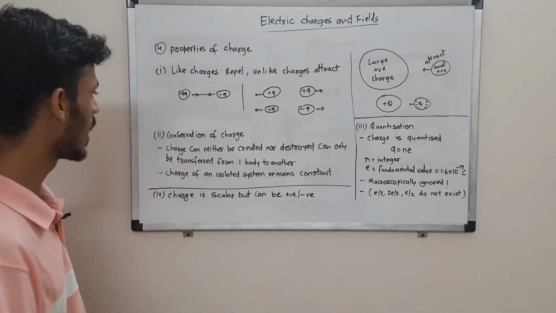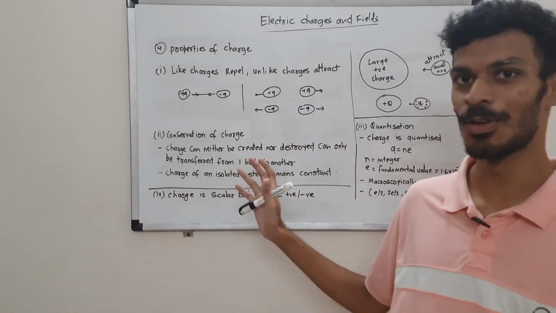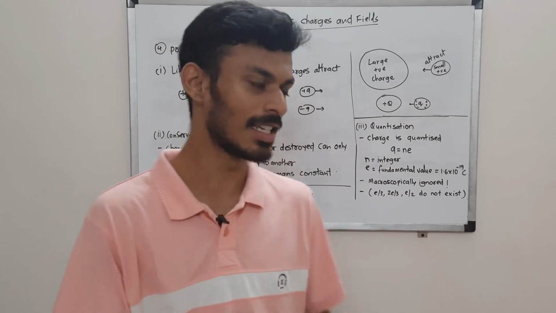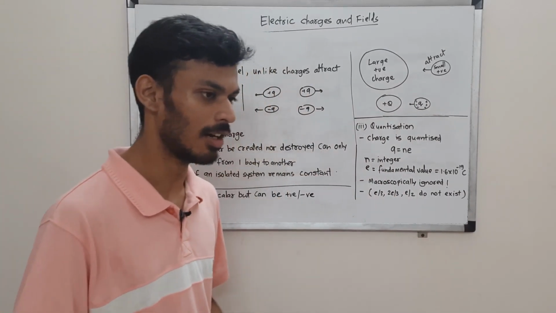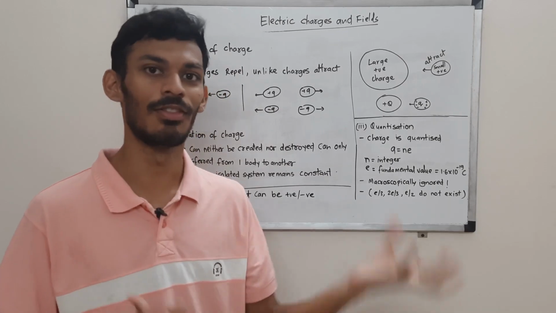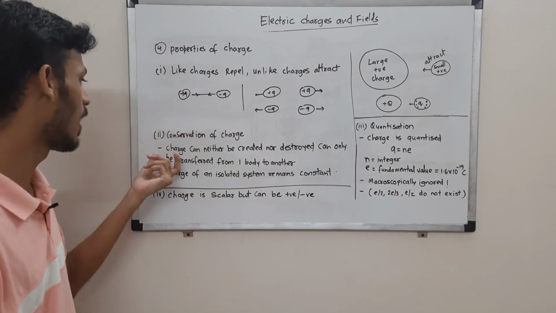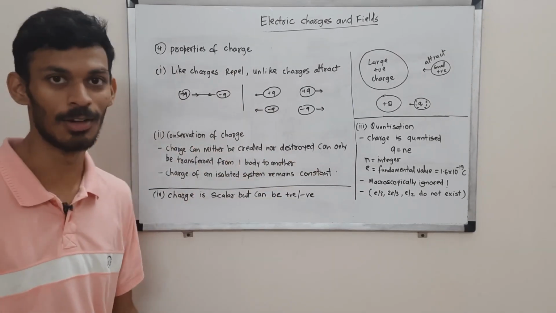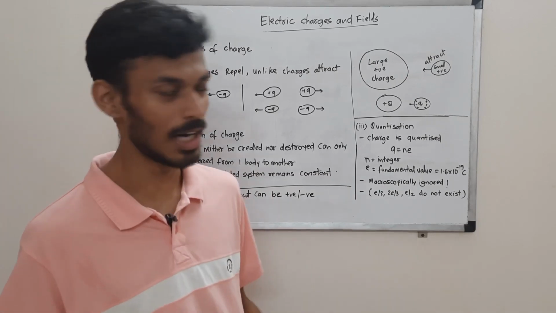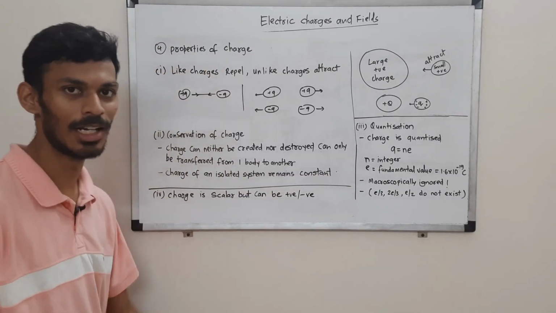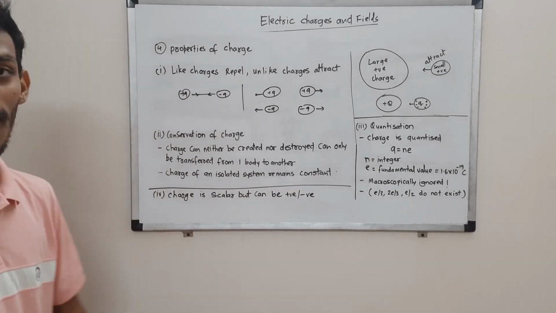Let's come to the second property, which is conservation of charge. This was always in the shadow all the while that we discussed this, because as I was mentioning, in every method of charging there was transfer of electrons from one body to another. In any case you would not have seen charge being created or destroyed. That is very fundamental: charge can neither be created nor destroyed, it can only be transferred from one body to another, just like the principle of conservation of energy.